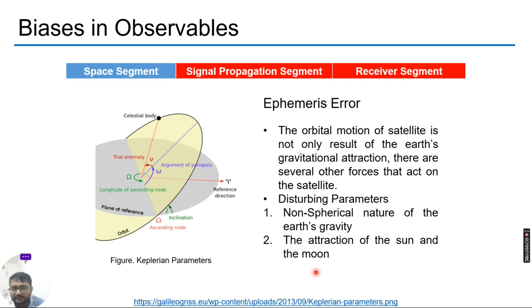Whenever we get data from the satellite, it sends us all those Keplerian parameters, which are the true anomaly, the inclination angle, the longitude of the ascending node, and the argument of perigee. All this data it sends to us through the navigation code.